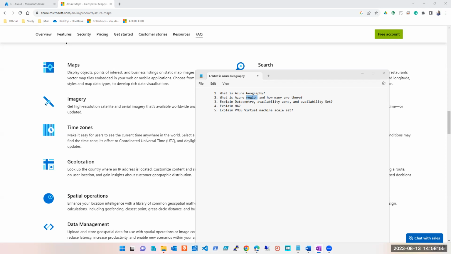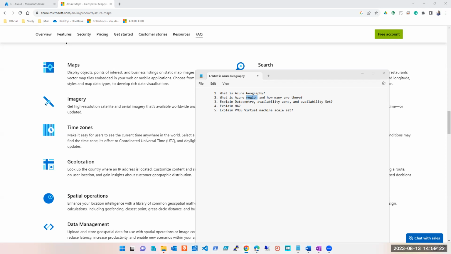Yes, Azure Geography is where Azure has been working. Like in India, there are three service regions. In India, like Pune, Chennai, and I think Bangalore. Pune, Chennai, and Hyderabad. There is a region. This is called the Azure region. Okay, fine. I think we spent enough time.